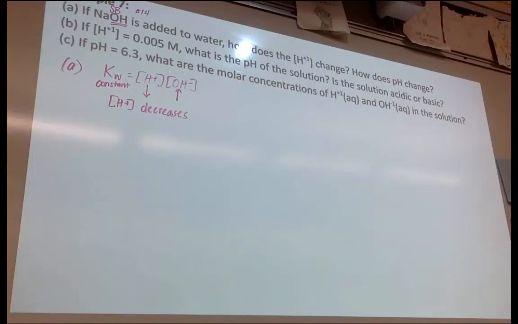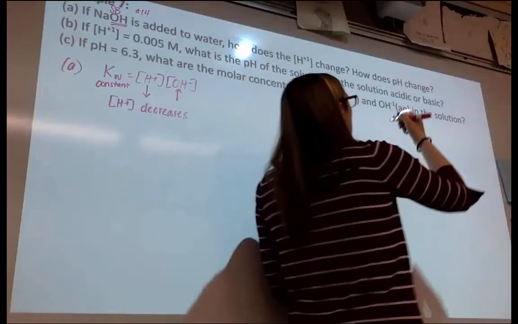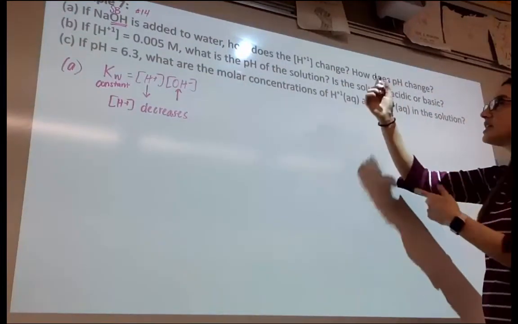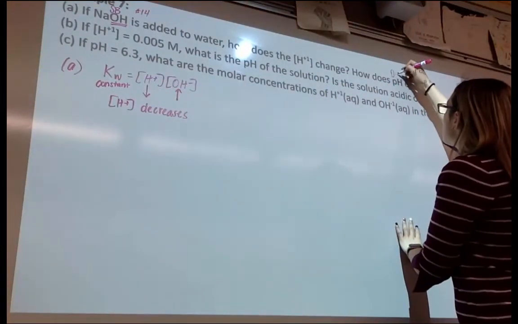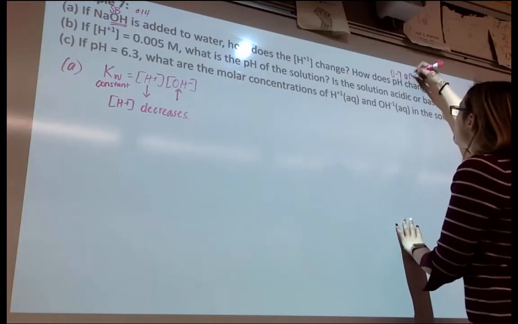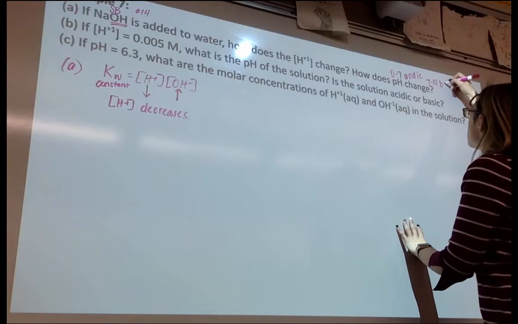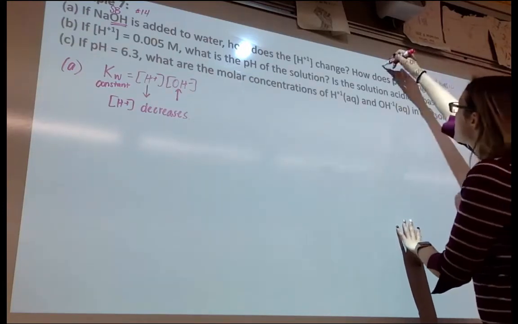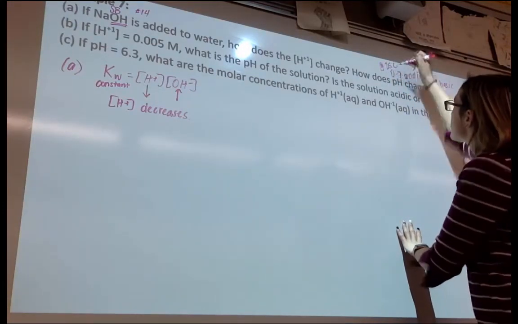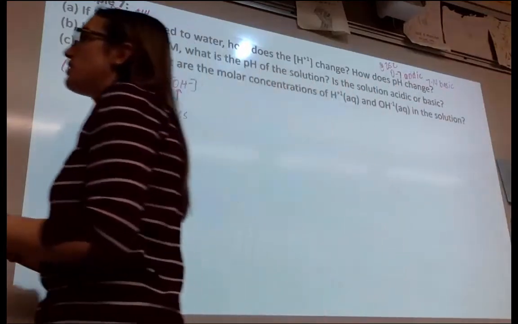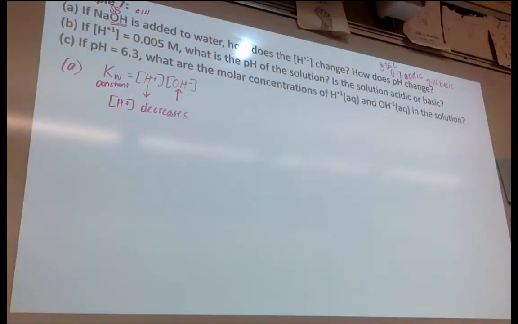And then it says, how does the pH change? This is where it's important that we remember that pH is a scale that tells us how acidic or basic something is. 0 to 7 is acidic. 7 to 14 is basic. This is at 25 degrees Celsius. If it's not at 25, that scale changes a little bit because Kw is no longer 1 times 10 to the negative 14.